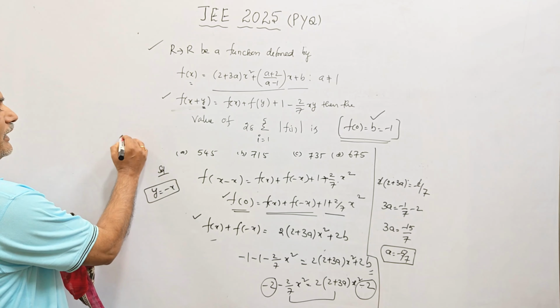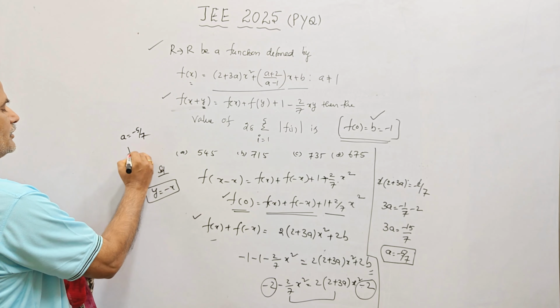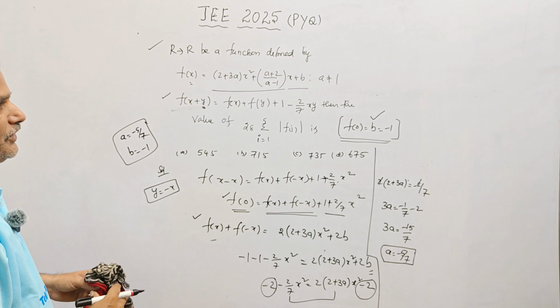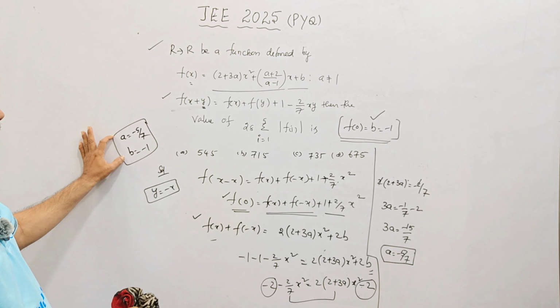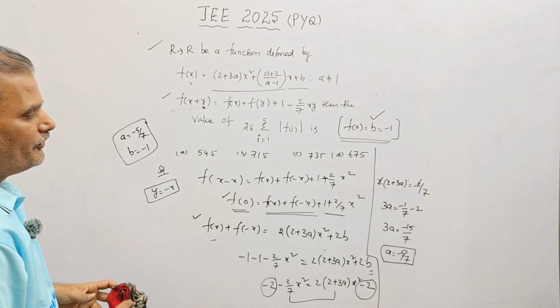Now we know that the value of a is equal to minus 5 by 7 and also b is equal to minus 1. Now I obtained these two values. Now we substitute in the place of a and b here, we get f(x).